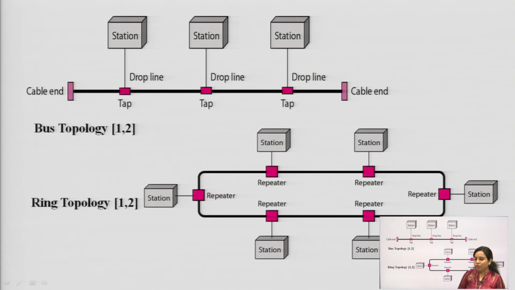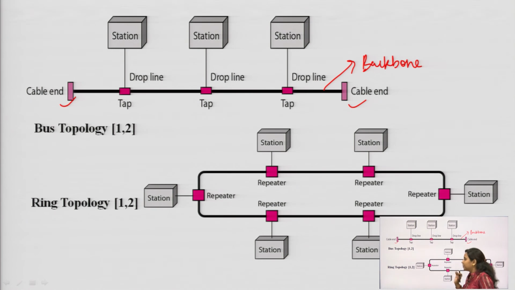The third type of topology is the bus topology. What is bus topology? As you can see, this is a kind of bus that has been set up. This is the cable, and you can connect to any device. There are 3 different stations, and these stations are connected through taps to this main backbone of the network.